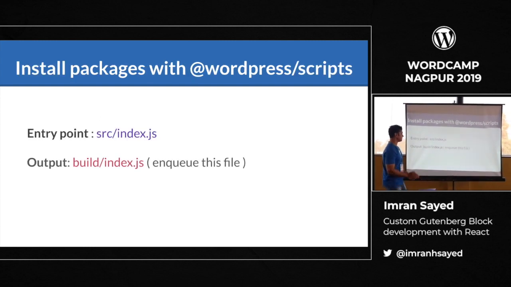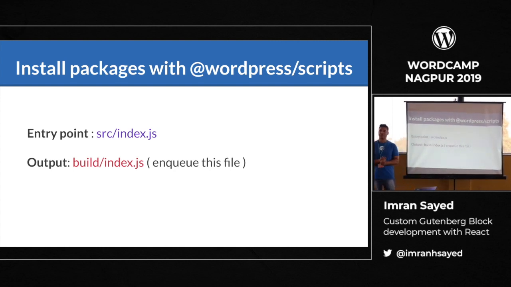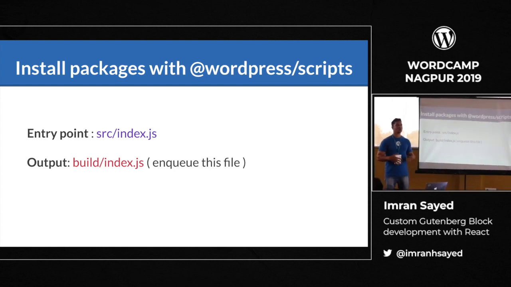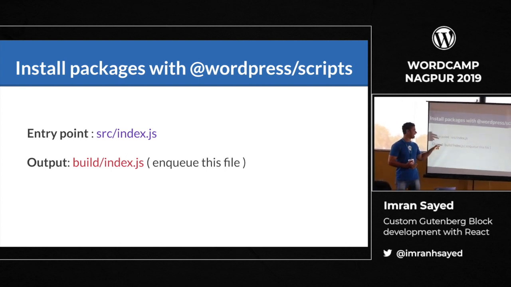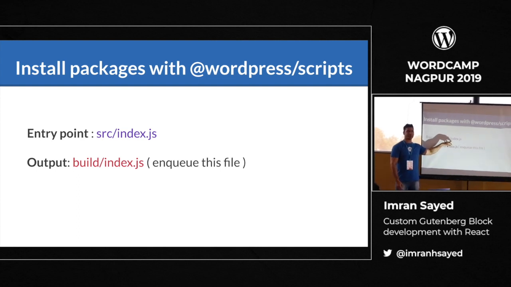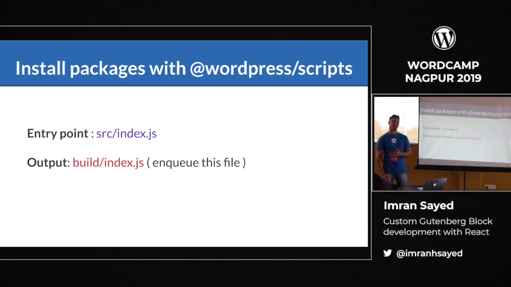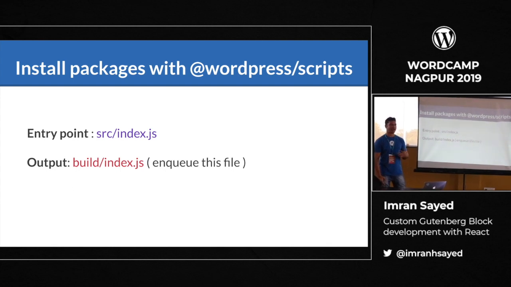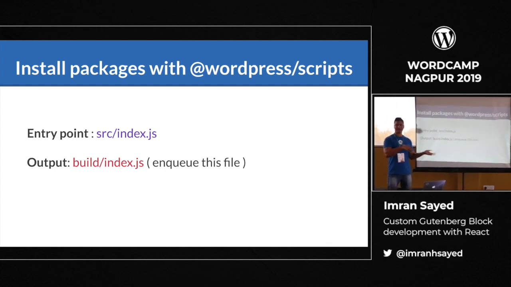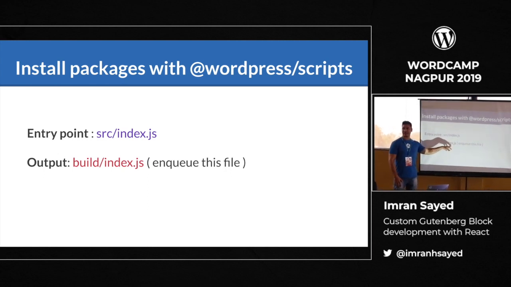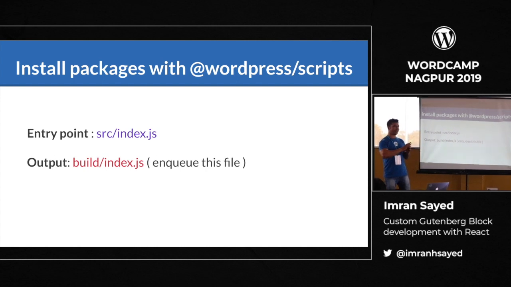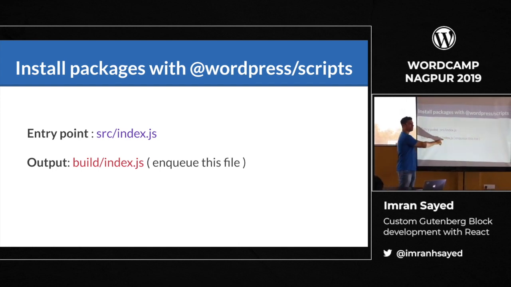Now, there are two things. Because you want to convert ESNext into JavaScript that all browsers can understand, we need one file as an entry point. So, inside your source directory, index.js is where you will write all of your block related JavaScript. And WordPress scripts behind the scene is going to use Webpack and bundle it together and give you a combined file. So you can write JavaScript files in a modular pattern, you can have 10 files, and it's going to bundle all of them together and just give you one file.